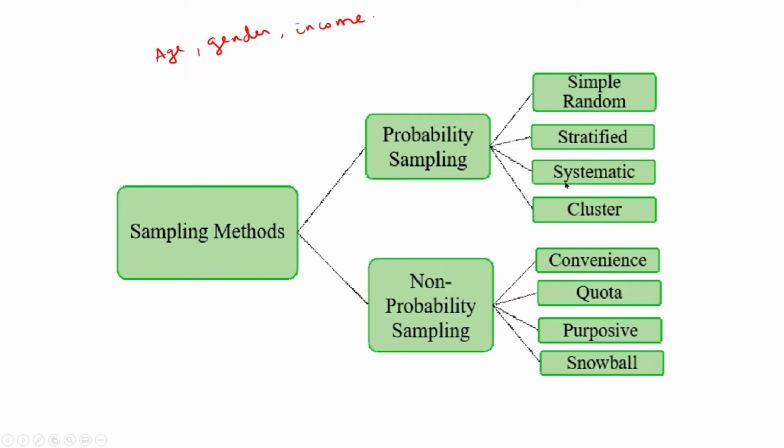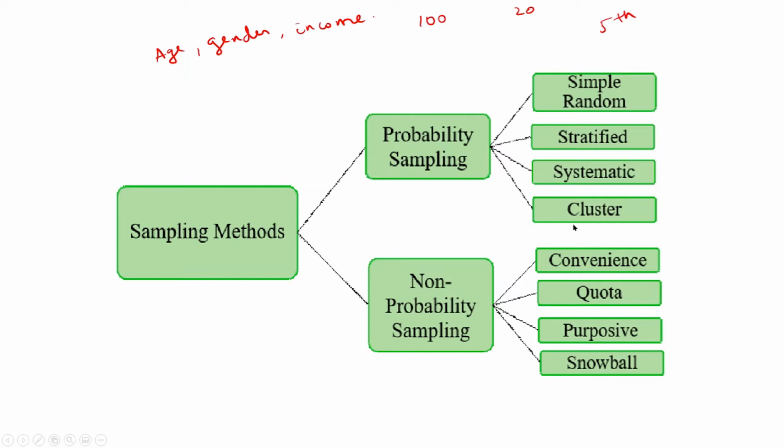And next we have systematic random sampling. In systematic random sampling, every nth individual or nth object in the population is selected in the sample. Say for example, in a class of 100, if we want to select 20 students, then every fifth student is included in the sample, based on the roll number. Such a sampling is called systematic random sampling.